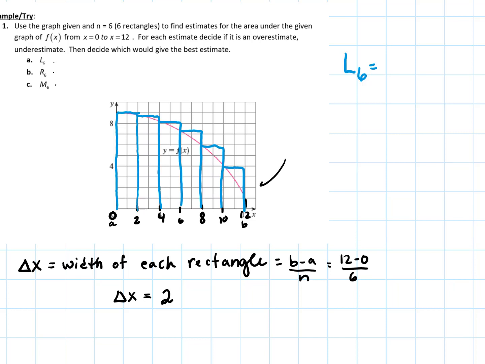If I had a function here, if I knew that this was y equals, I'm just going to make something up here real quick, 64 minus x squared, then I could plug in my left-hand endpoints, 0, 2, 4, 6, 8, and 10, to find exactly what the heights of those rectangles are. But I don't. So I'm just going to use estimates to find the heights.